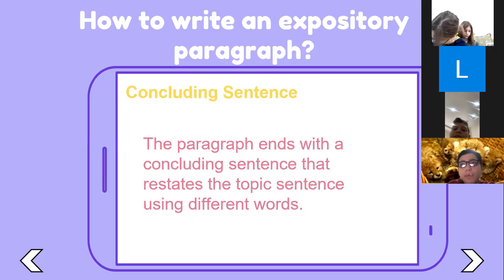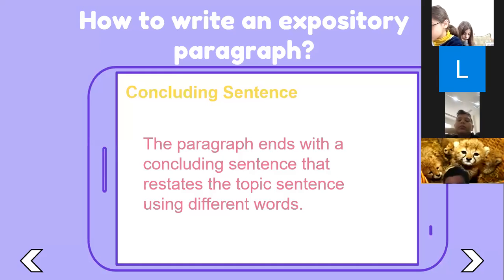With a concluding sentence. What do we write in the concluding sentence? In the concluding sentence, I restate the topic sentence, which means that you have to tell the same idea of the topic sentence, but in different words. You tell the same idea that you mentioned in the topic sentence, but in different words, okay?